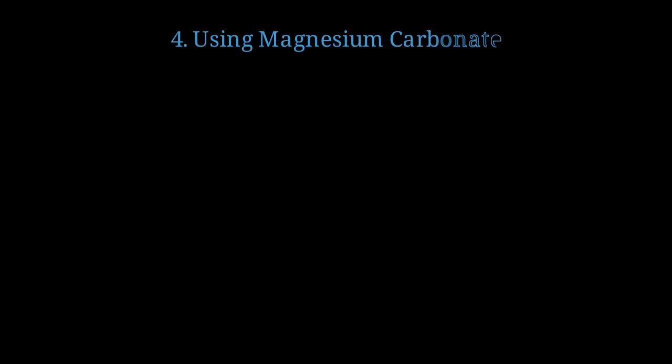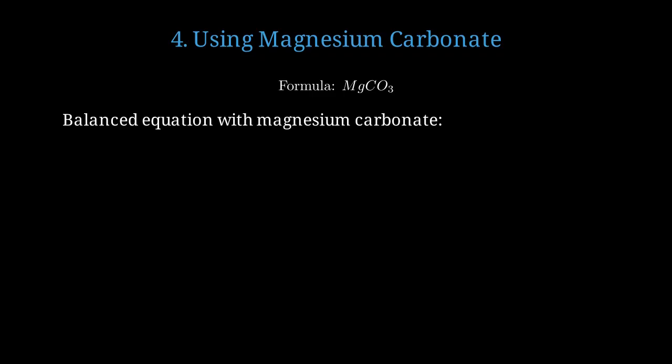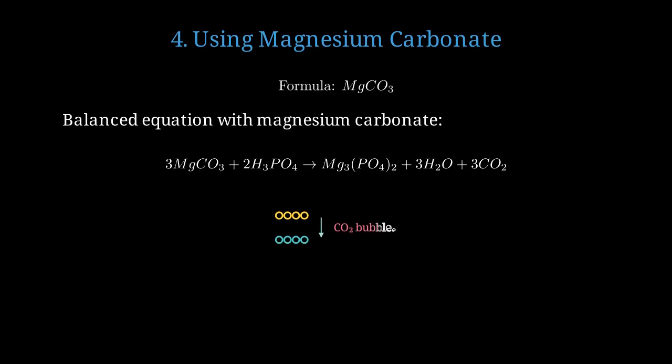We can also use magnesium carbonate as an alternative. The formula for magnesium carbonate is MgCO₃. Here's the balanced equation using magnesium carbonate. 3 moles of magnesium carbonate react with 2 moles of phosphoric acid to form magnesium phosphate, water, and carbon dioxide gas. This reaction produces carbon dioxide gas as bubbles, which is a visible sign that the reaction is occurring.